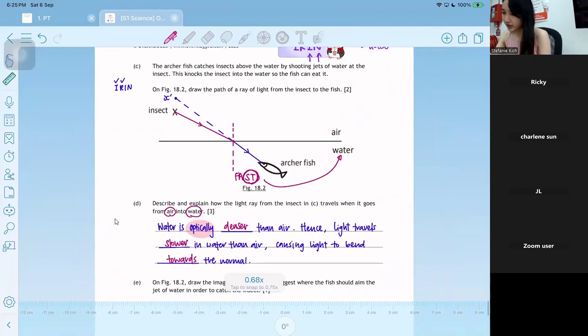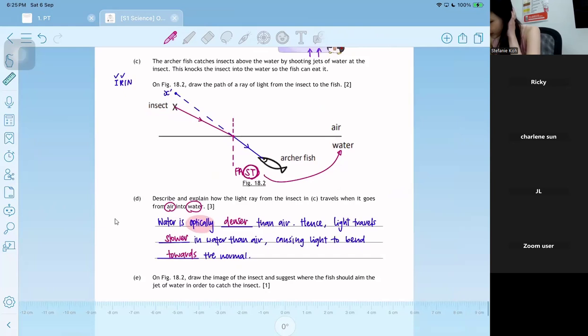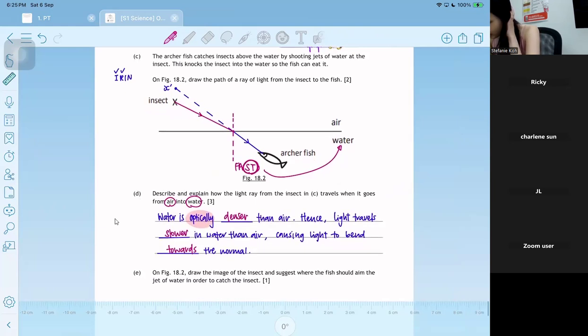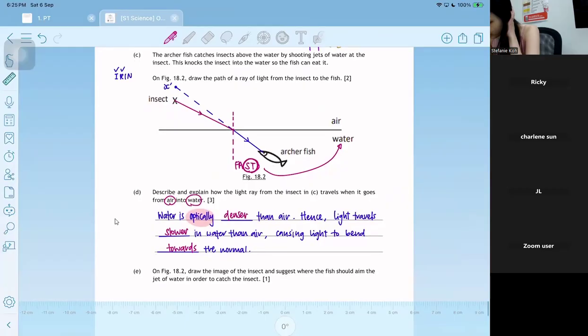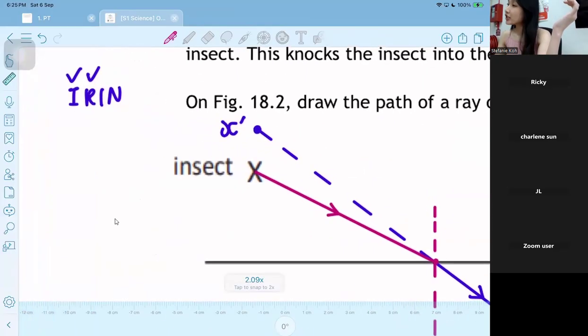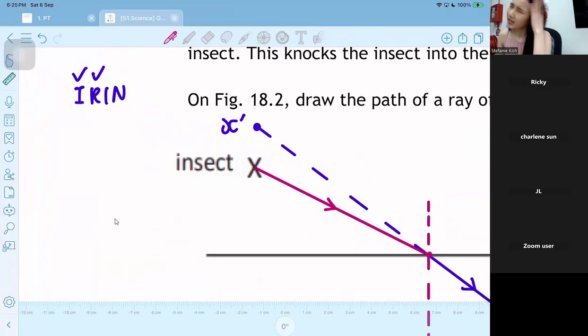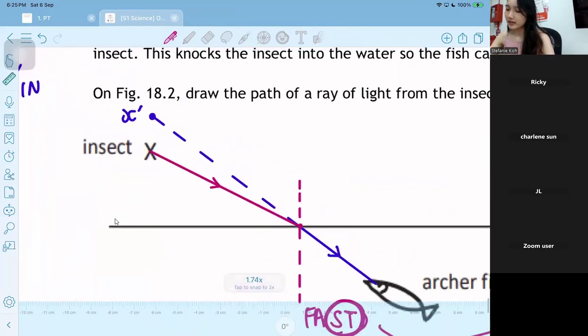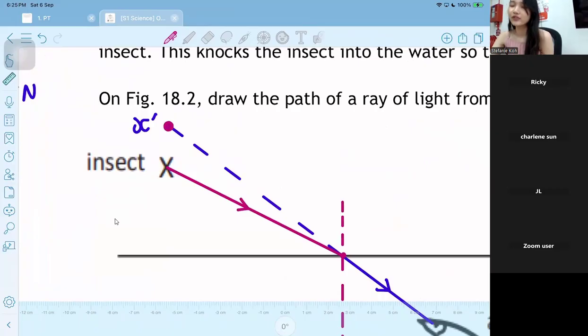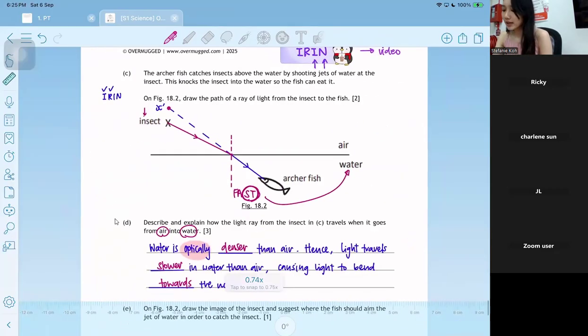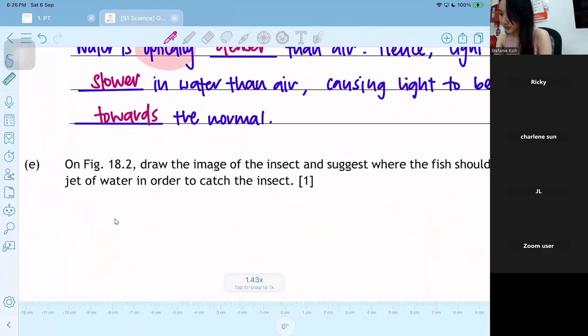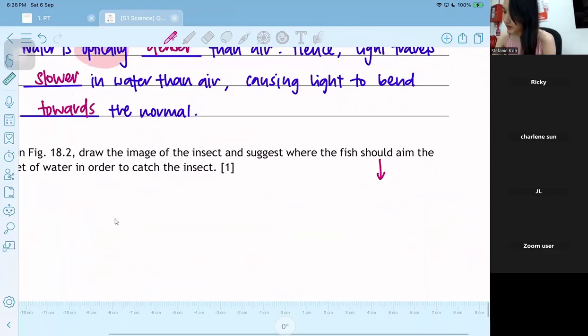Okay, done with this. What else do we have? Where the fish should aim is just higher, which is at the image. No, what am I saying? Where it should aim, right? Because what it's seeing is here. So imagine if it aims for this X prime, the image, will it hit the insect? No, it should aim slightly lower. Suggest where the fish should aim. Aim slightly lower.